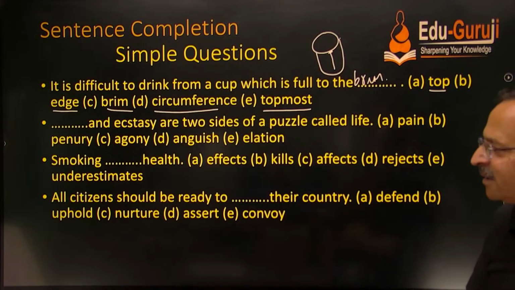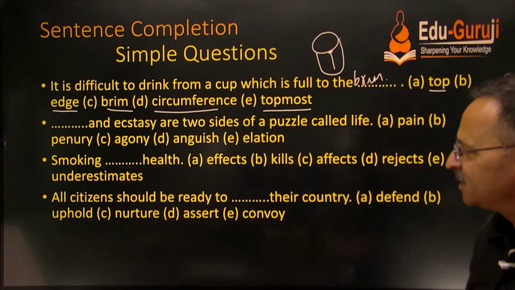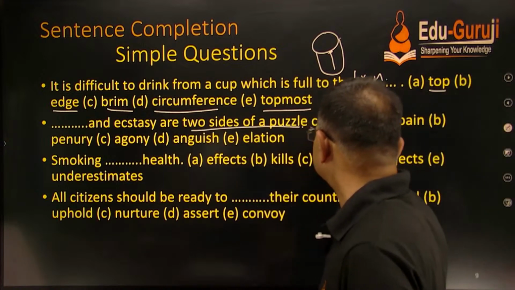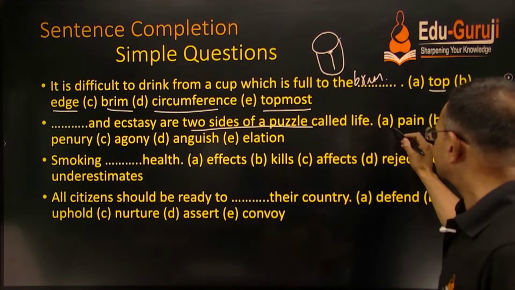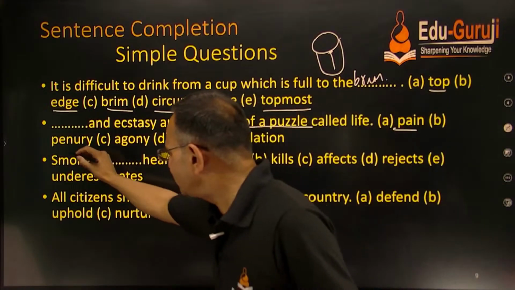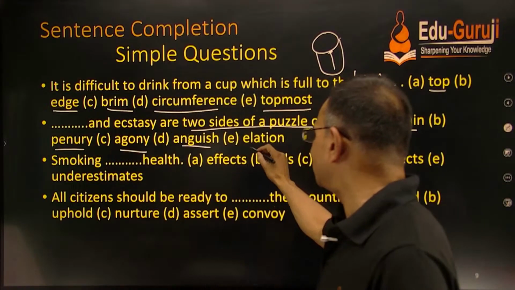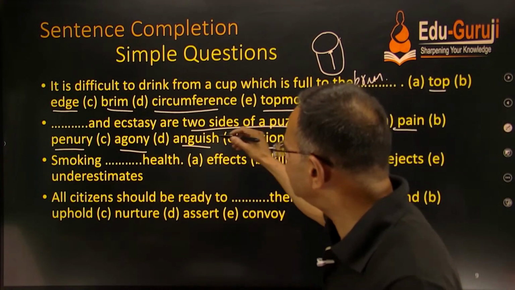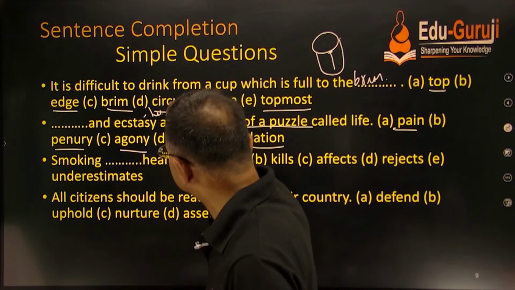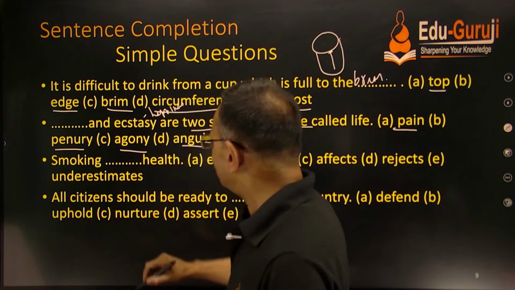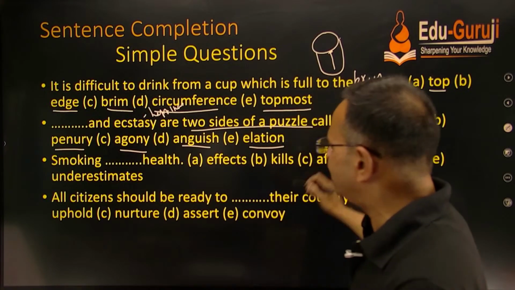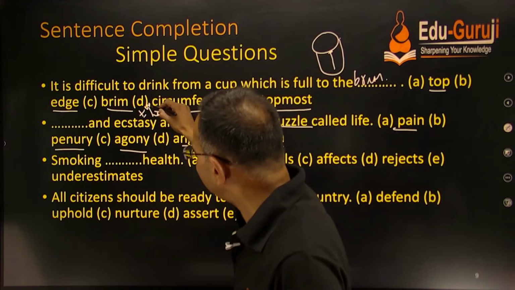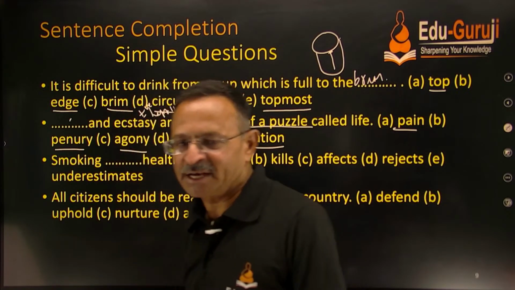Now you have another example. Another question is, "___ and ecstasy are the two sides of the puzzle called life." So we have pain, penury, agony and anguish, and elation. Ecstasy means happiness. So we are talking about two sides of the puzzle called life. Definitely this is a positive side, and so you need a negative side over here.